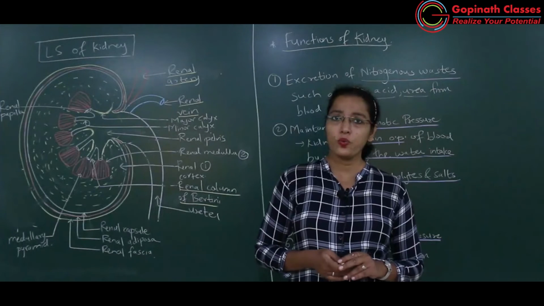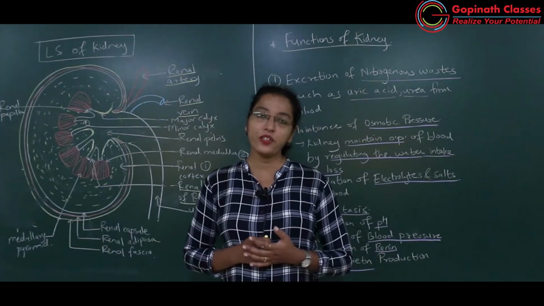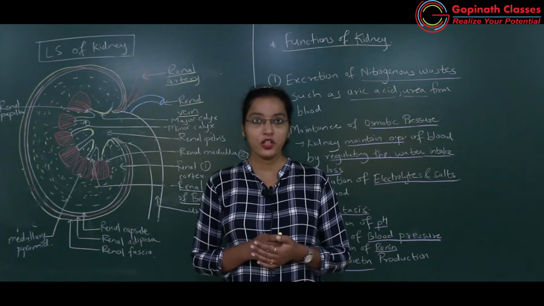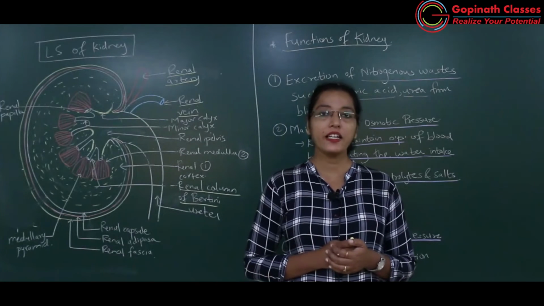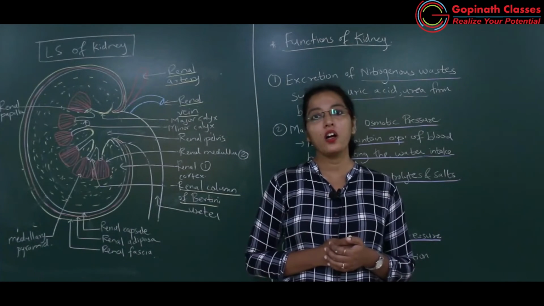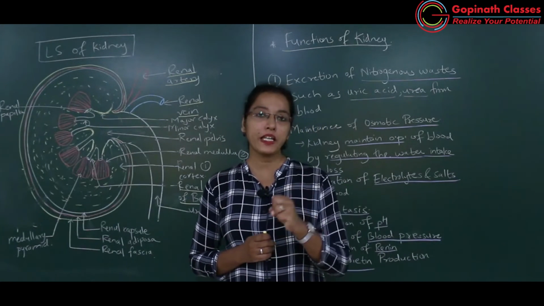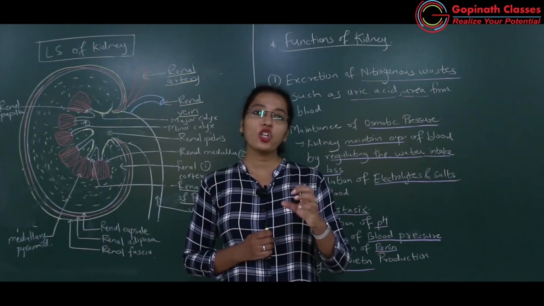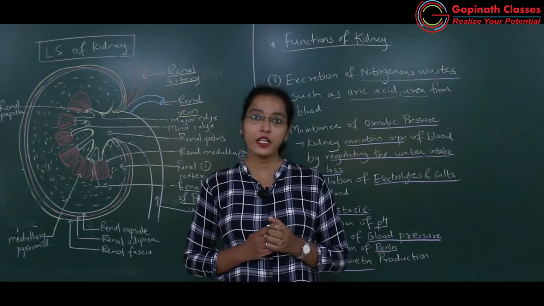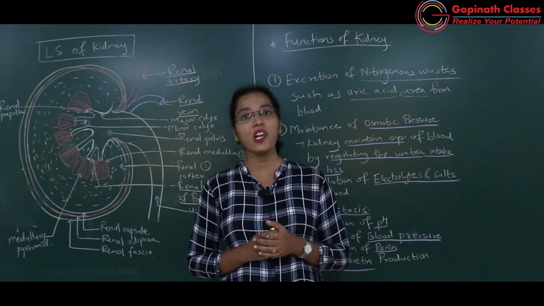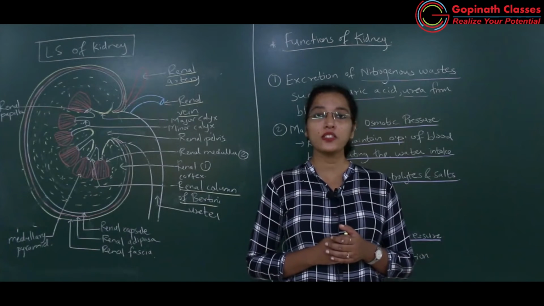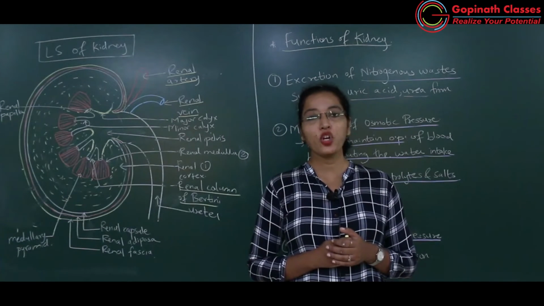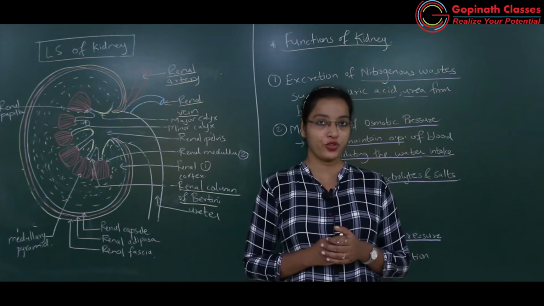Supposing if there is low blood pressure, kidneys will produce one hormone, that is renin, and this renin hormone will constrict the blood capillaries. Because of the constriction of the blood capillaries, blood pressure will increase, thus maintaining the constant blood pressure. So it also regulates the blood pressure.